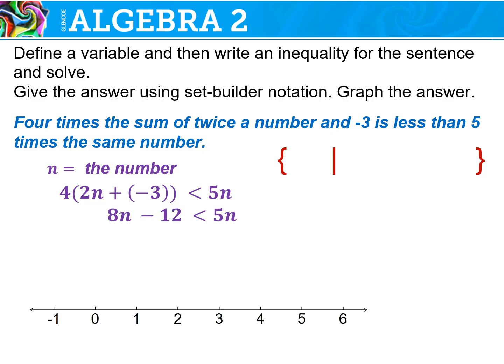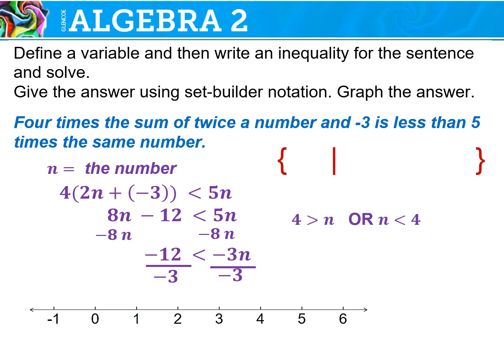We'll get 8n minus 12 is less than 5n. Get the n's on one side. I'm going to move the 8n, so subtract 8n on both sides. We get negative 12 is less than negative 3n. Divide both sides by negative 3. We will get 4 is greater than n, or if we flip it around, n is less than 4. So it's a set of all values n such that n is less than 4. And when we graph it, it's an open circle at 4. It's not included, and we're going to the left.